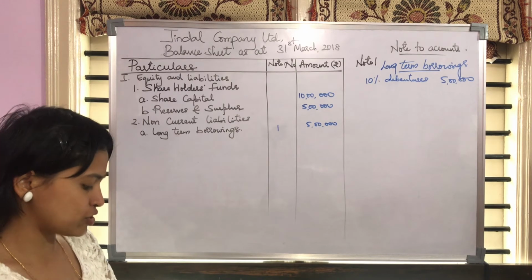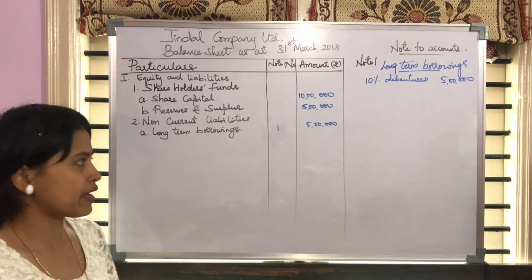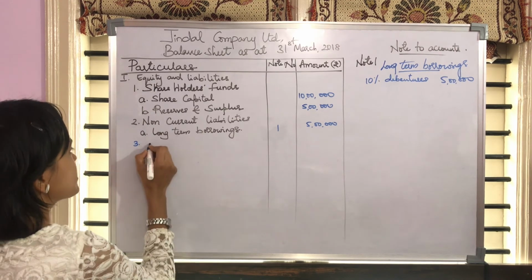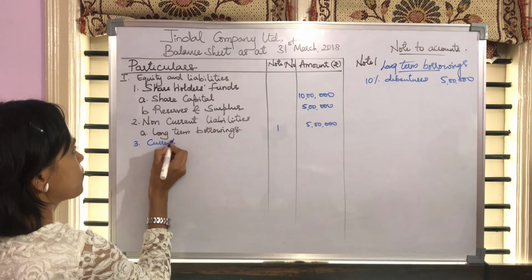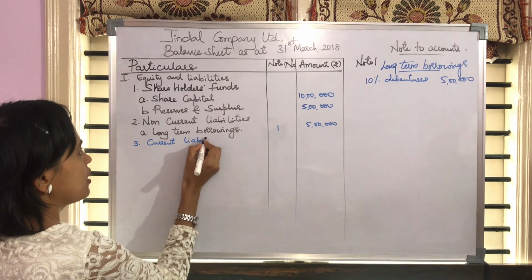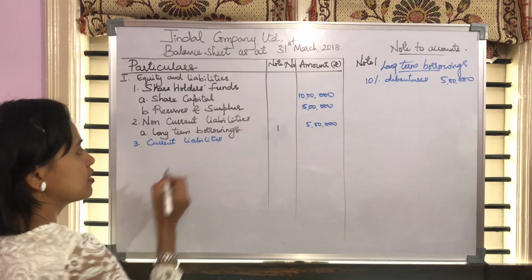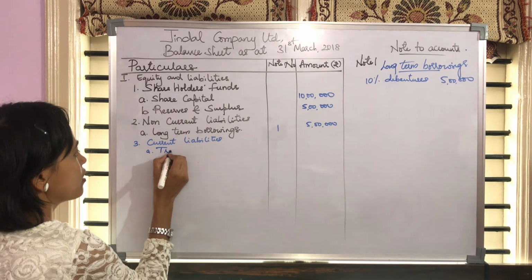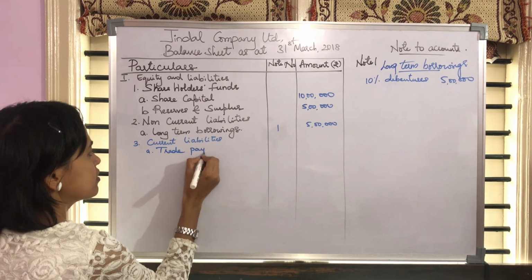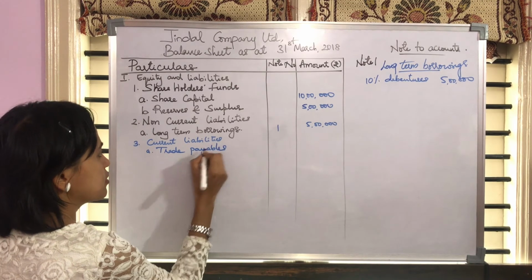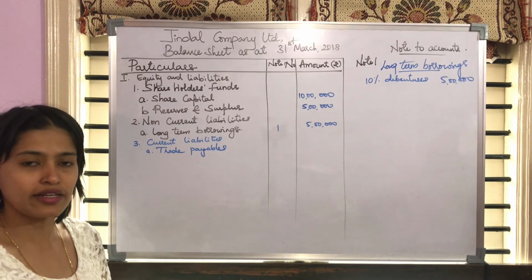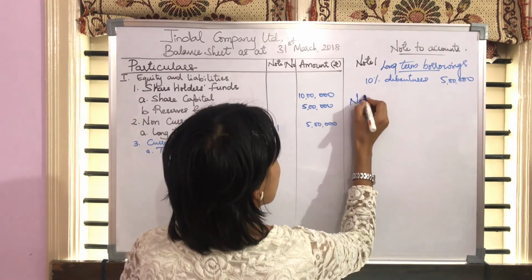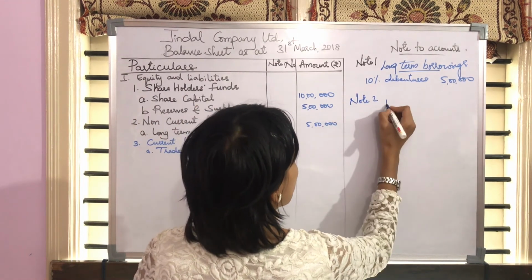The next information is creditors and bills payable. These two items will come under the heading called current liabilities. Under current liabilities, we have trade payables. So, creditors and bills payable, let's prepare note for this, recorded as note number 2.